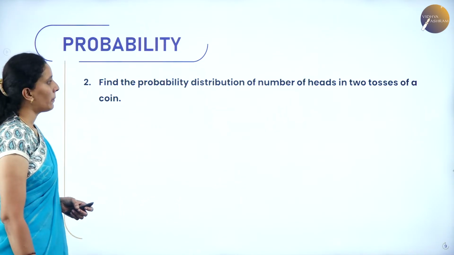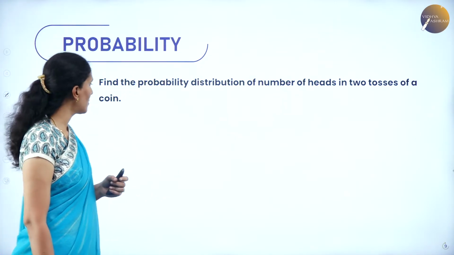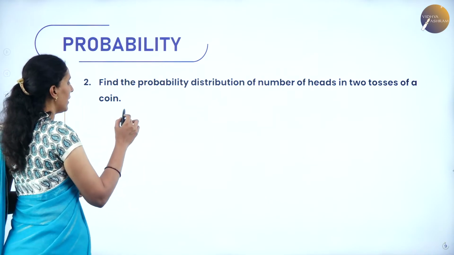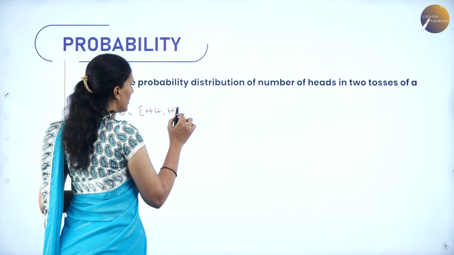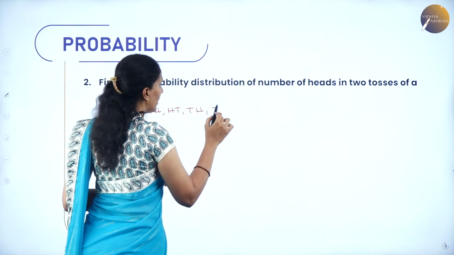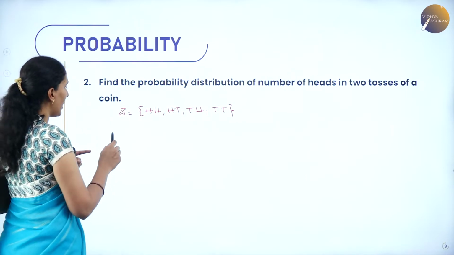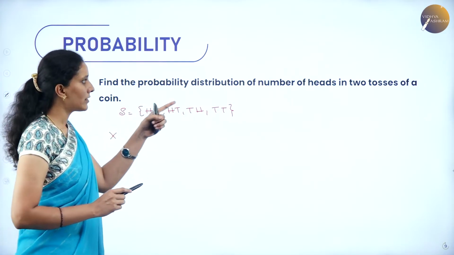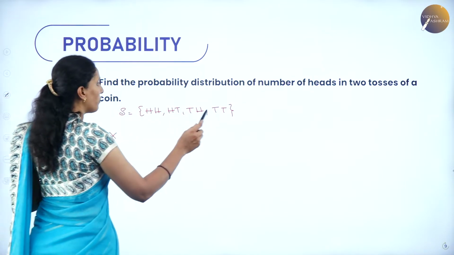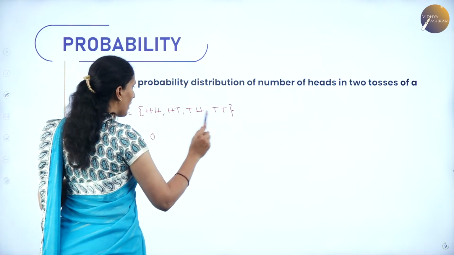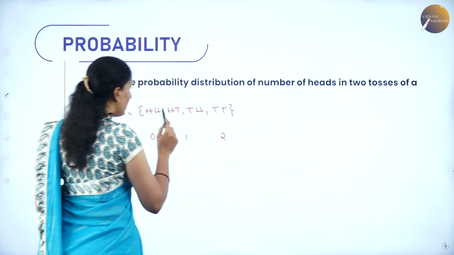Next, find the probability distribution of number of heads in 2 tosses of a coin. The sample space will be HH, HT, TH, TT. So, here I have the random variable. What is the probability distribution of number of heads? Number of heads may be 0 in one outcome, 1 in 2 outcomes and 2 in one outcome.